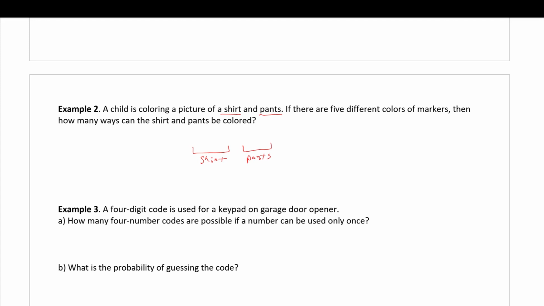And what did they say? How many choices do we have for each one? Well, they said we have 5 different colors of markers, and there wasn't any restriction that you can't color the pants and shirts the same color. So we have 5 here and 5 here. Therefore, we have 25 different ways that these shirt and pants combinations can be colored.